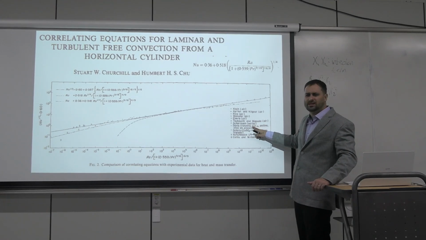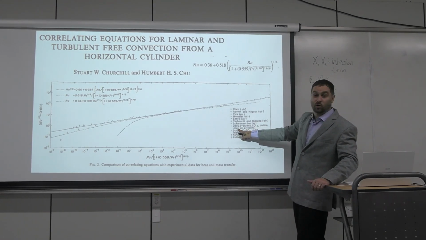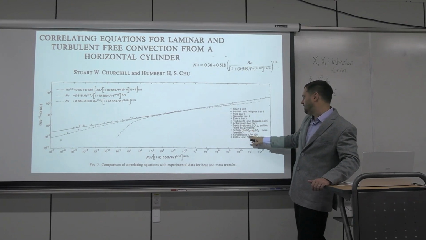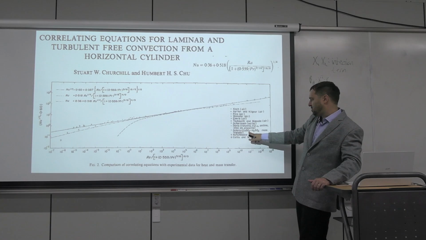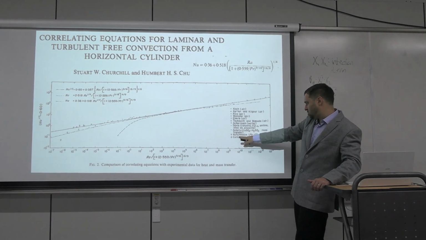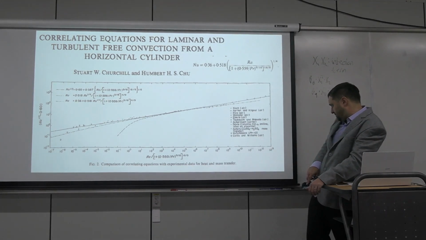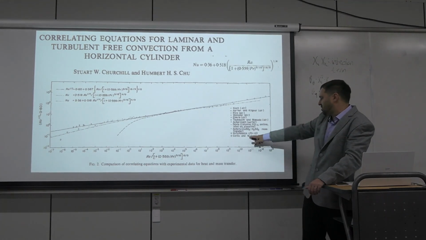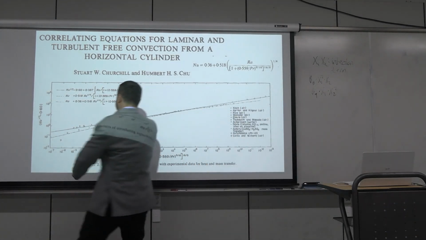CCl4, so carbon tetrachloride, and aniline, olive oil, and glycerin. Here's Schultz with copper sulfate and with hydrogen sulfate. And then Kudrlij, I can't read it, and then Collins and Williams in air. So they collected different data points for different experiments.